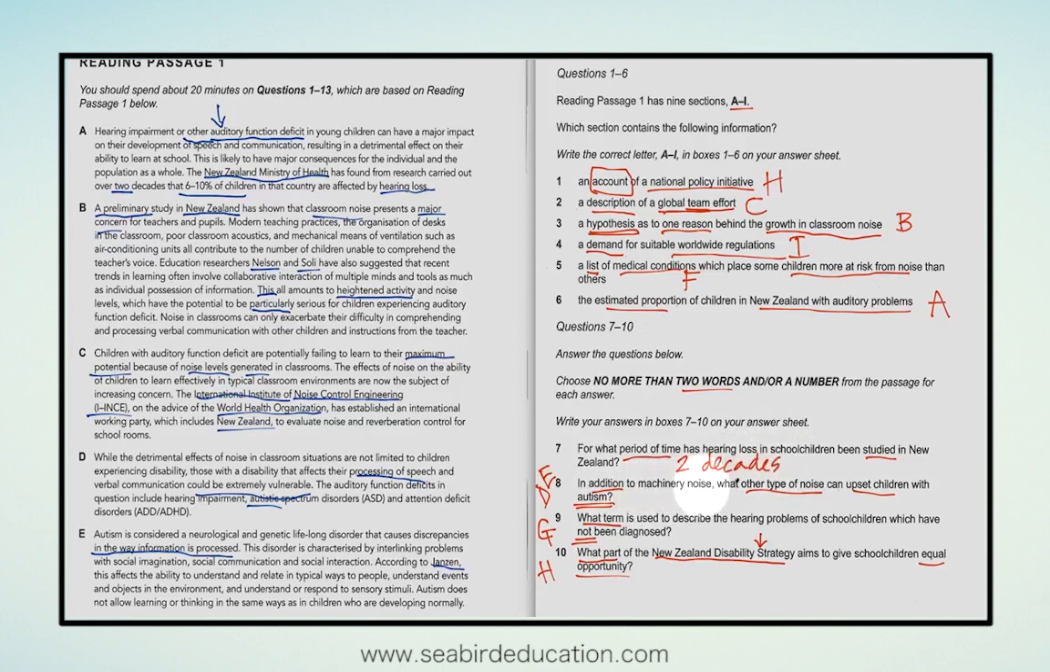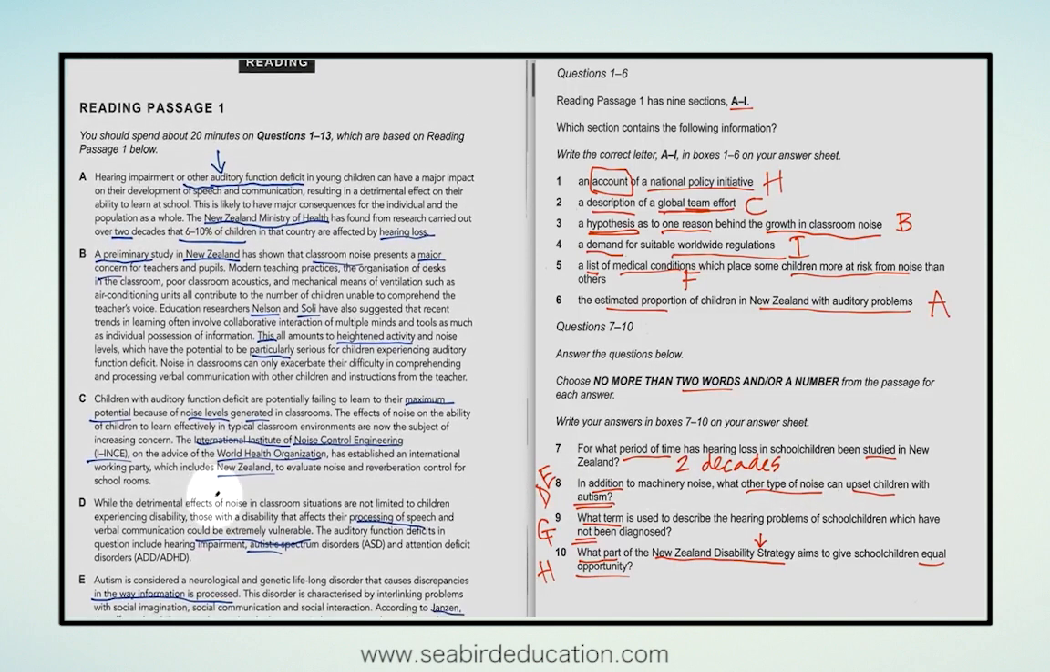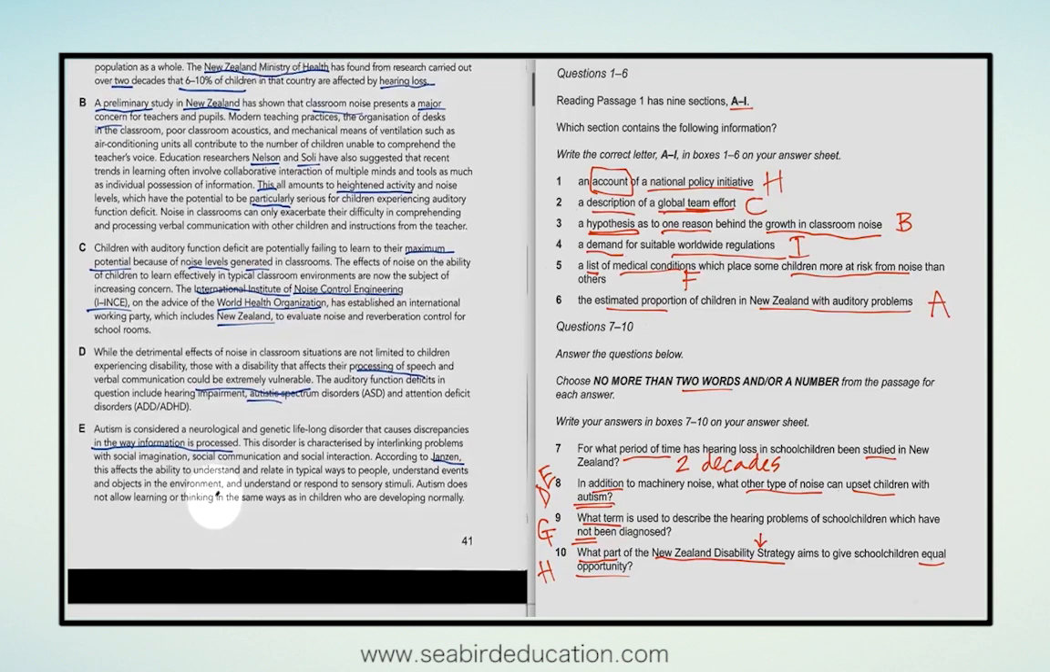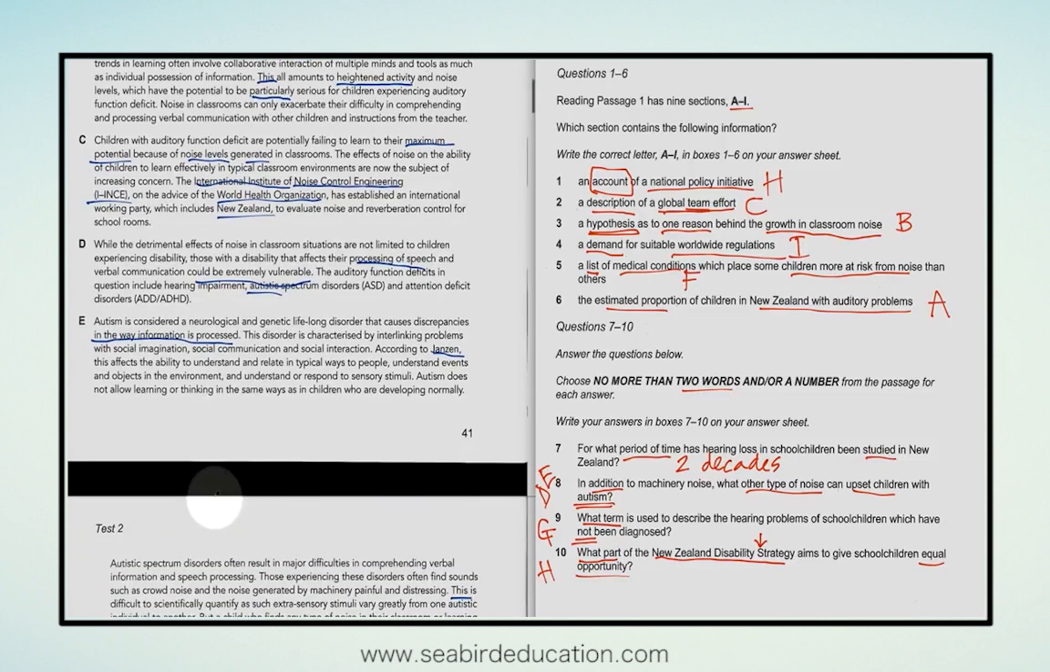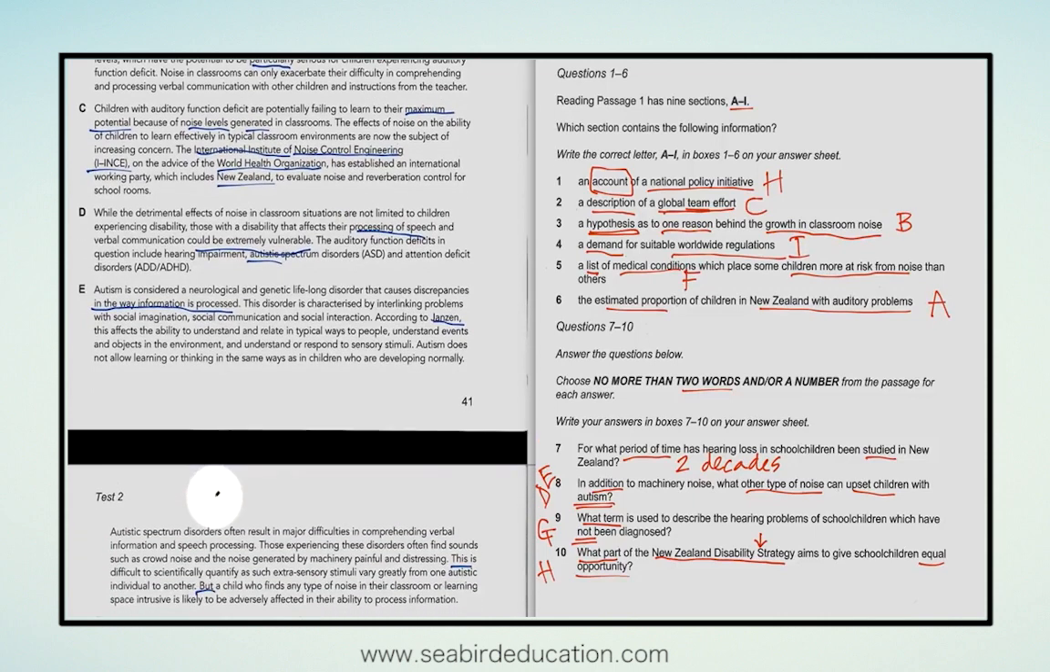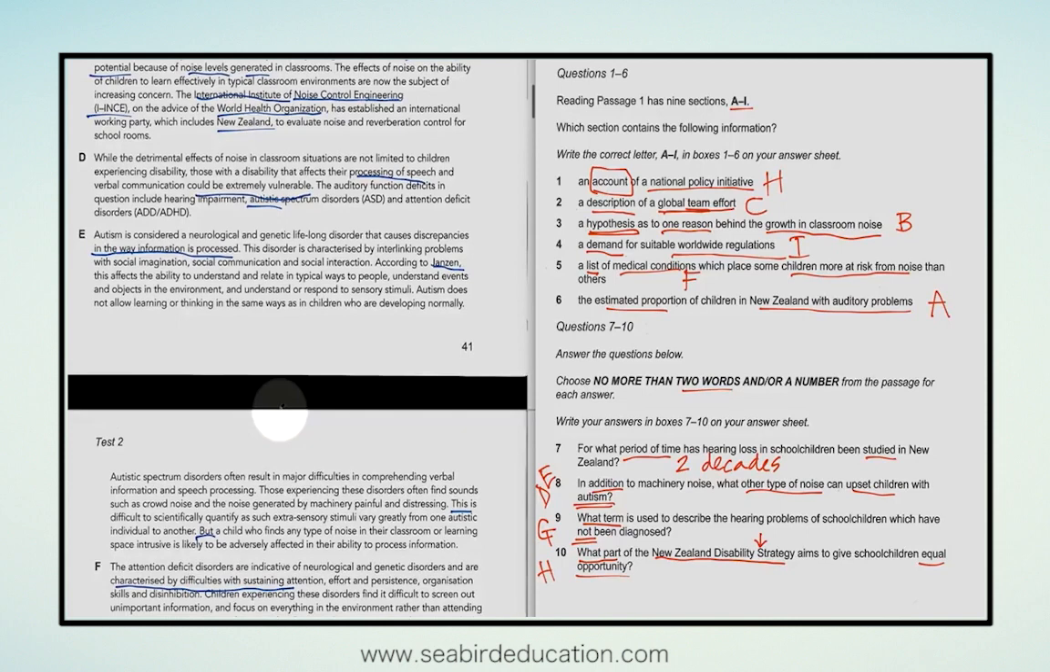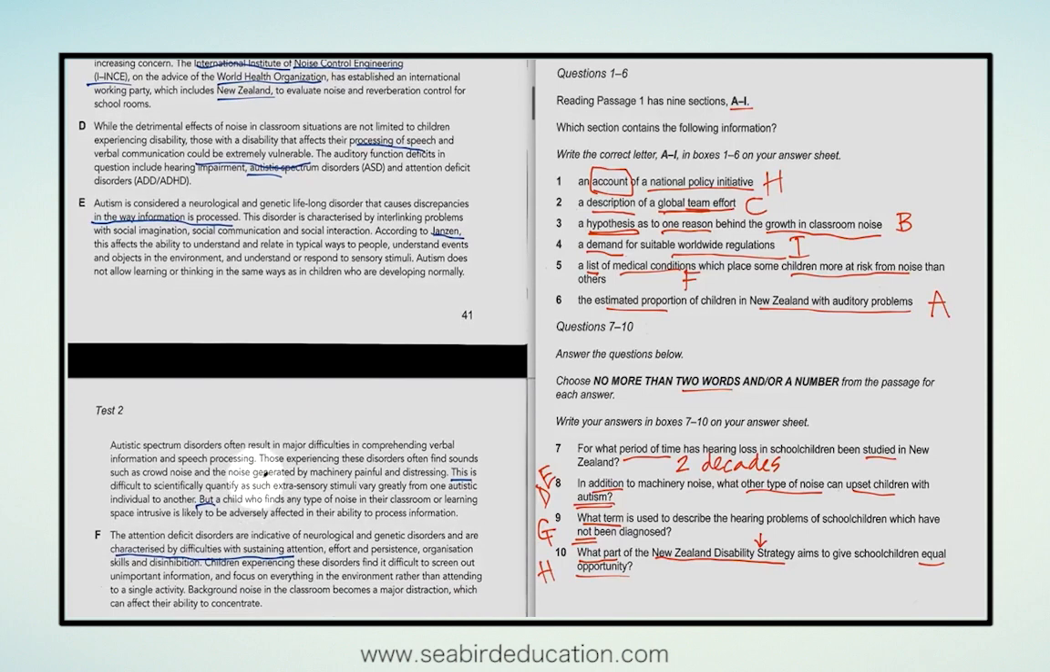Okay, in addition to machinery noise, what other type of noise can upset children with autism? So we've got this autism now. Something about machinery. These experiments often found sounds such as crowd noise and noise generated by machinery painful and distressing. So crowd noise, what other type of noise?